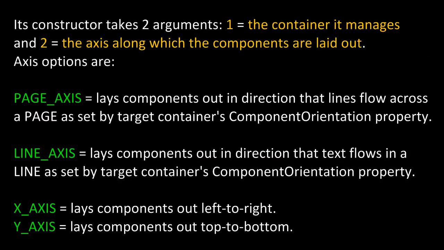BoxLayout's constructor takes two arguments. First, the container it manages, and second, the axis along which the components are laid out. Axis options are page axis, which lays components out in the direction that lines flow across a page as set by the target container's component orientation property. Line axis, which lays components out in the direction the text flows in a line as set by the target container's component orientation property. X-axis, which lays components out left to right, and Y-axis, which lays components out top to bottom.